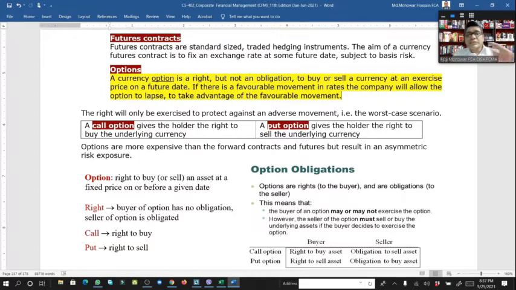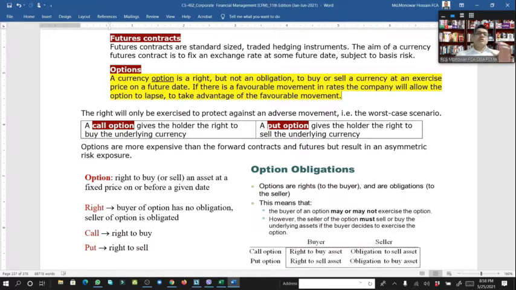That's why they had said that a currency option is a right but not an obligation to buy or sell a currency at an exercise price on a future date. If there is a favorable movement in rate, the company will allow the option to lapse to take advantage of the favorable movement. The right will only be exercised to protect against the adverse movement, the worst case scenario.